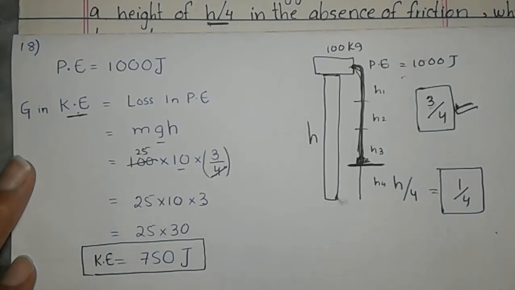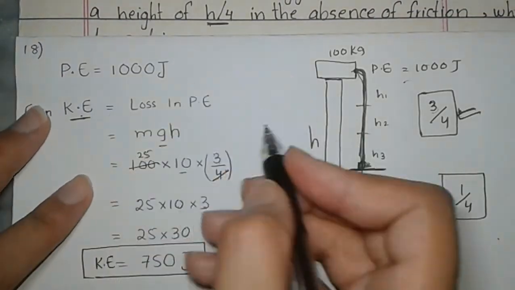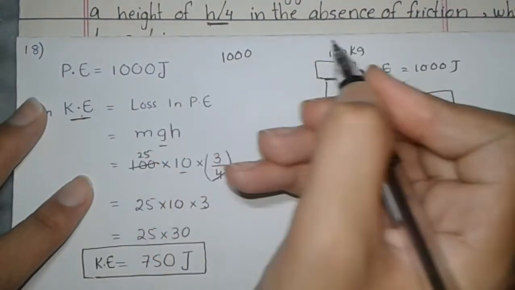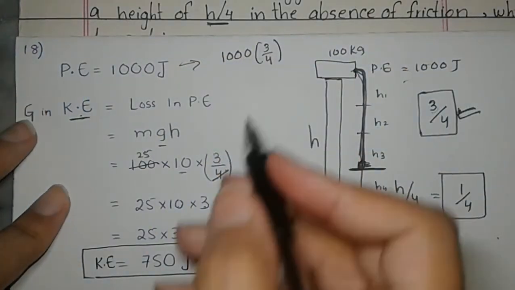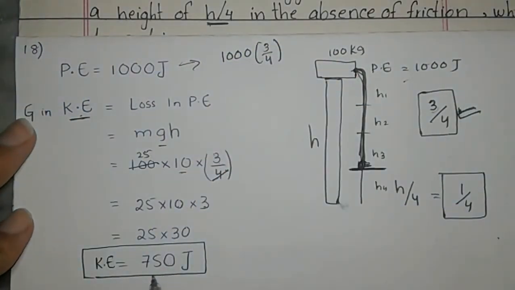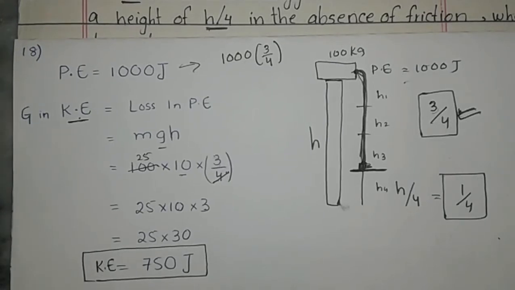Now look here. You can also do this MCQ directly, like it's 1000 joule. Okay, it's 1000 joule and multiply 3 by 4 here. If you multiply 3 by 4, then the answer will be 750 joule. So the answer is 750 joule. I hope you get this.